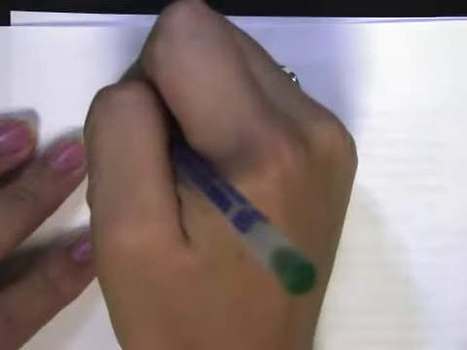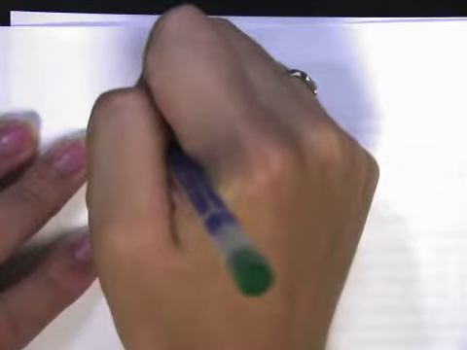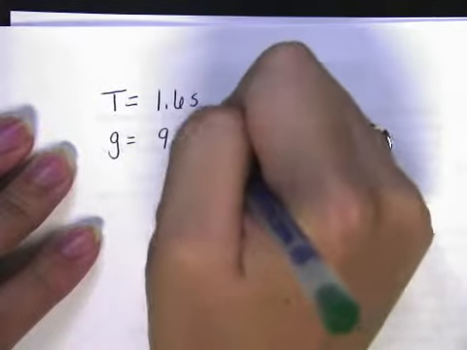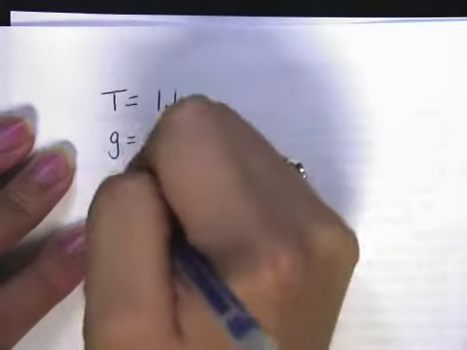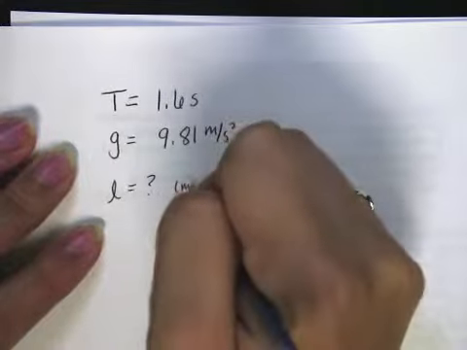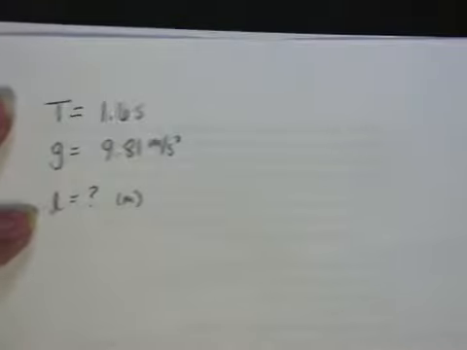So I'm going to take that information and transfer it onto my paper. We were given that the period of the chandelier is 1.6 seconds. Again, we assume that Marla is on Earth, and so gravity is 9.81 meters per second squared, and we are looking for the length, which will be in meters. I'm going to take this data now and plug it into my equation.